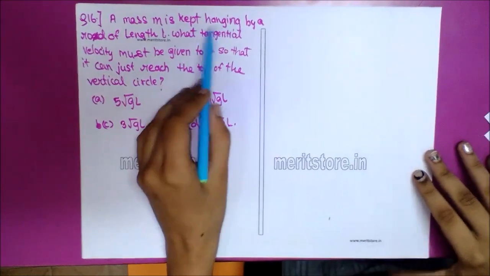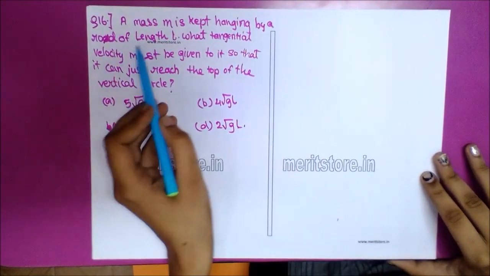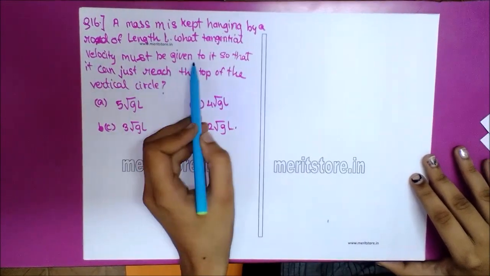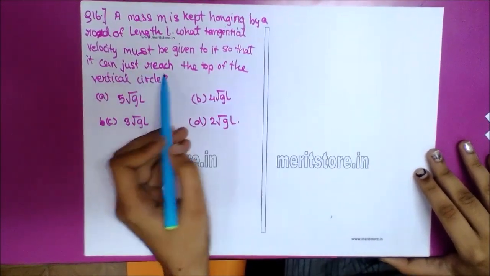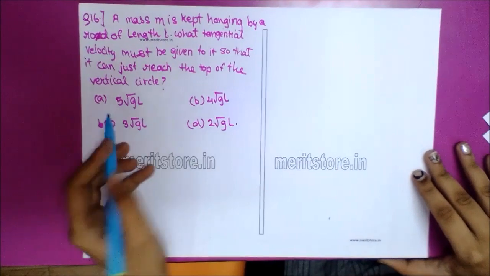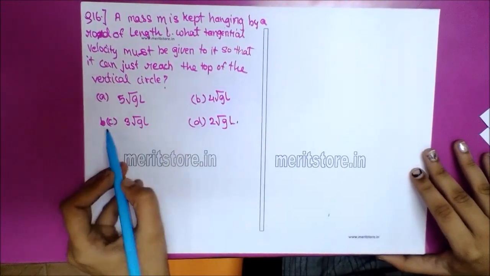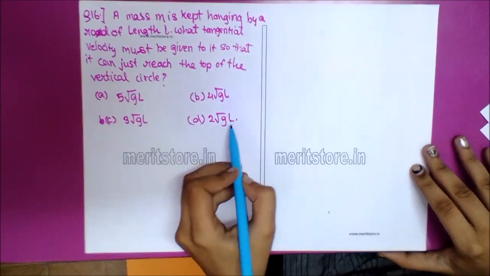Question 16. A mass M is kept hanging by a rod of length L. What tangential velocity must be given to it so that it can just reach the top of the vertical circle? A. 5 root gL, B. 4 root gL, C. 3 root gL, D. 2 root gL.